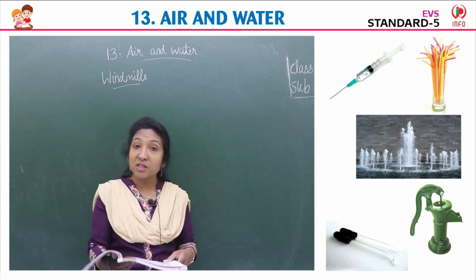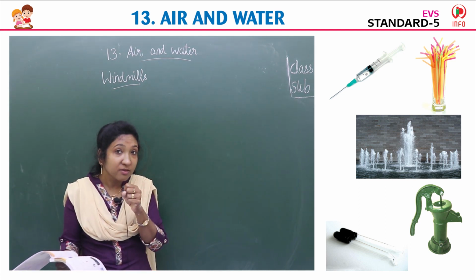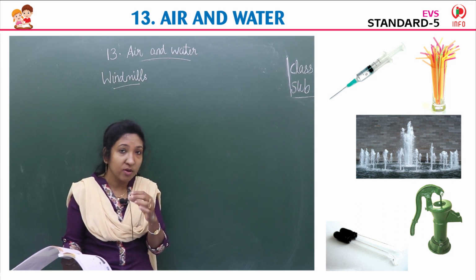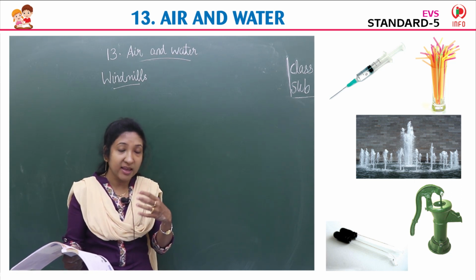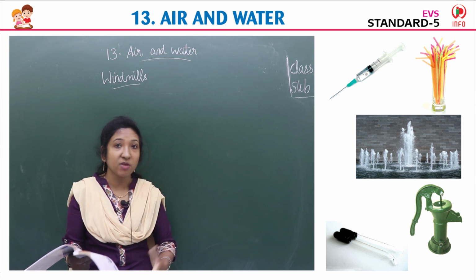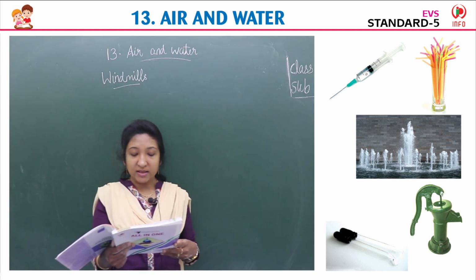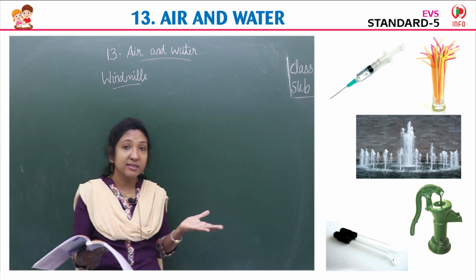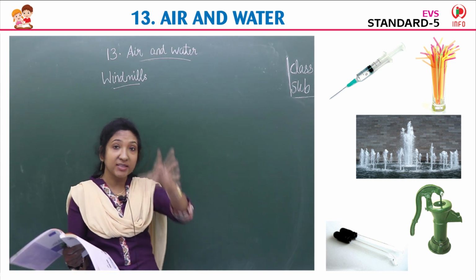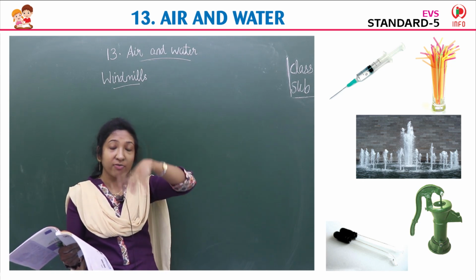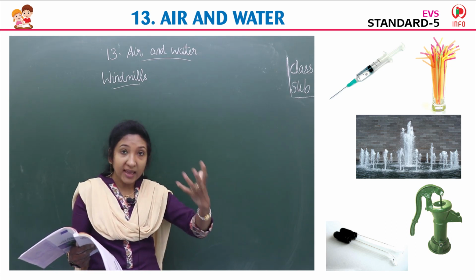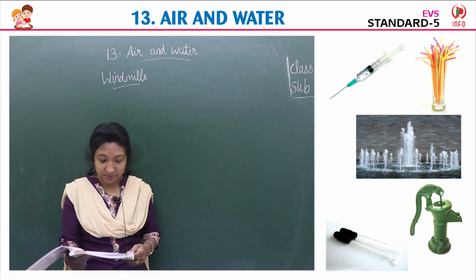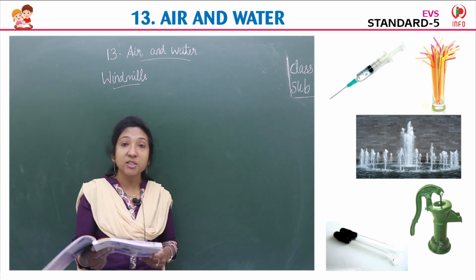To suck cool drinks using a straw, when you drink juice using the straw, you are sucking it, isn't it? Yeah, that means because of air pressure we are doing that. Then to construct artificial fountains. See the image of artificial fountains, children. It's very beautiful to see. You can see that artificial fountain using water. To create that, air pressure is working behind that. Air pressure we need.